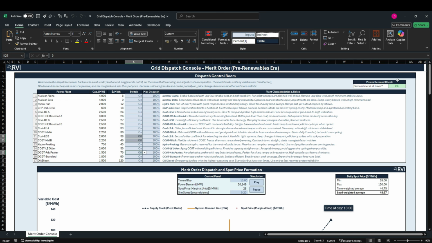In the top right corner, there's a small status check. It tells me instantly whether total demand is being met. If something turns red here, it means the system can't meet load and prices would spike.